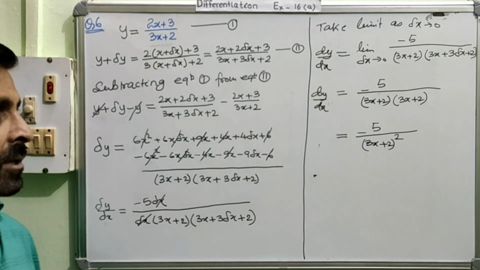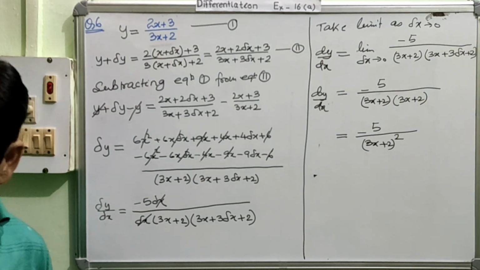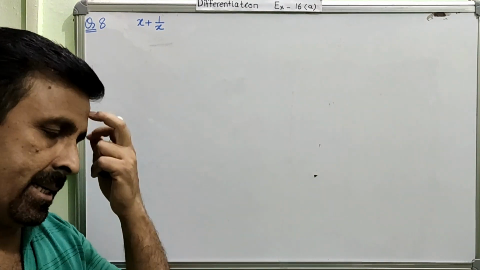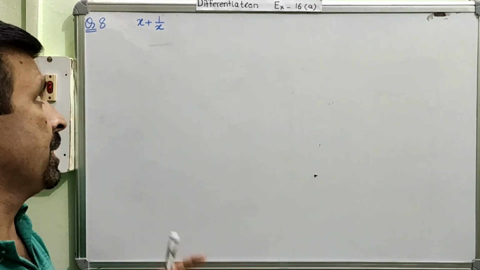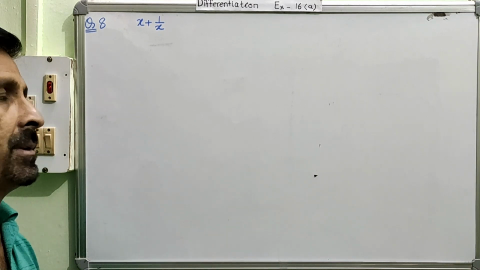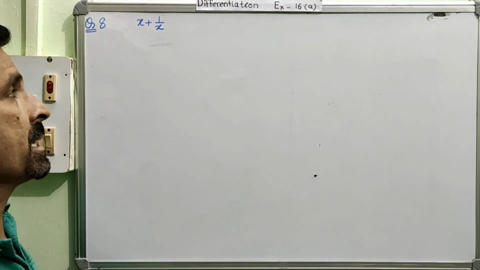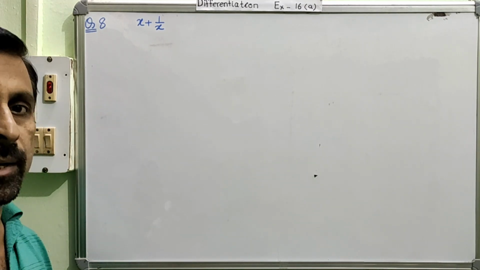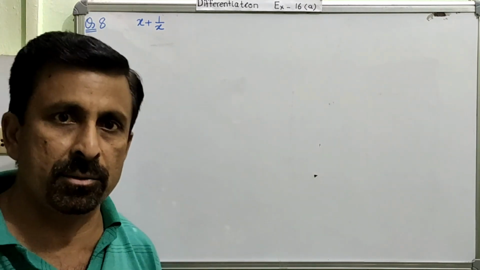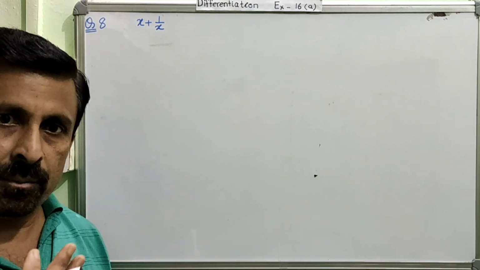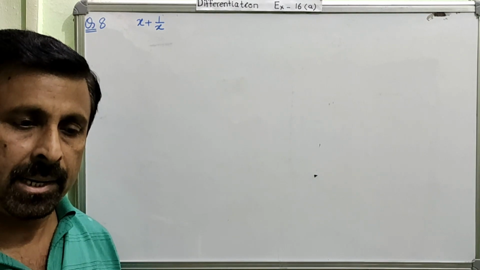Is it very clear? So this is your answer. Alright, the next question we have is question number 8. This question is again a little different from the previous questions. x plus 1 over x. Whatever is the function, when we are asked to find the derivative of a function by using the first principle, we will follow the same steps.